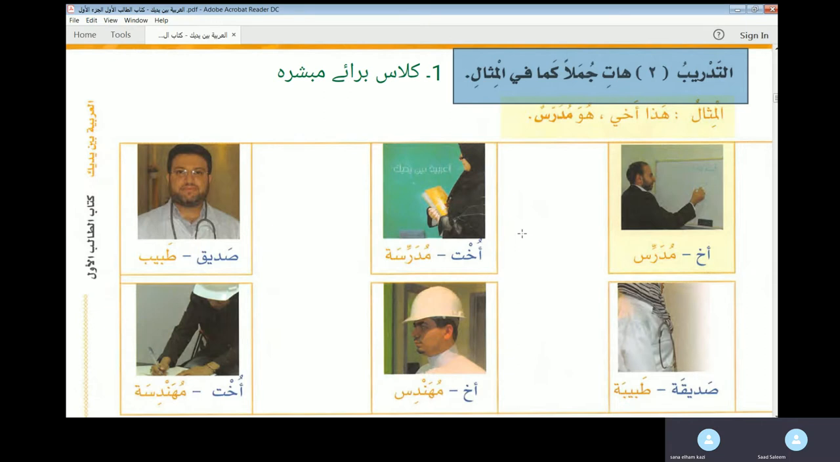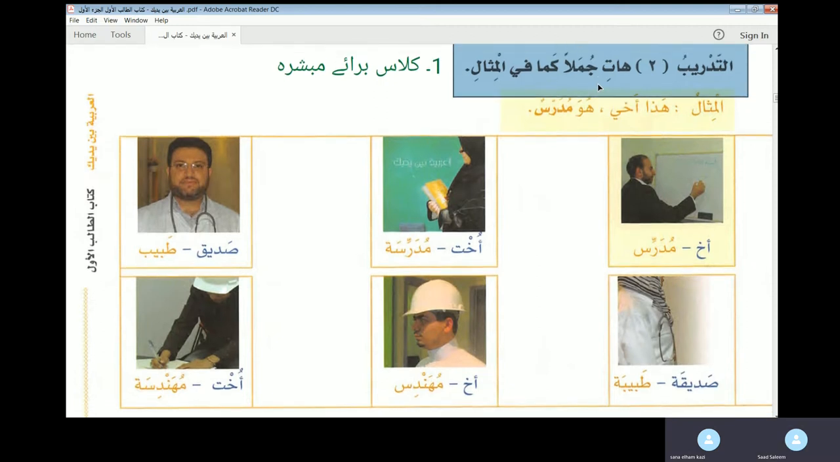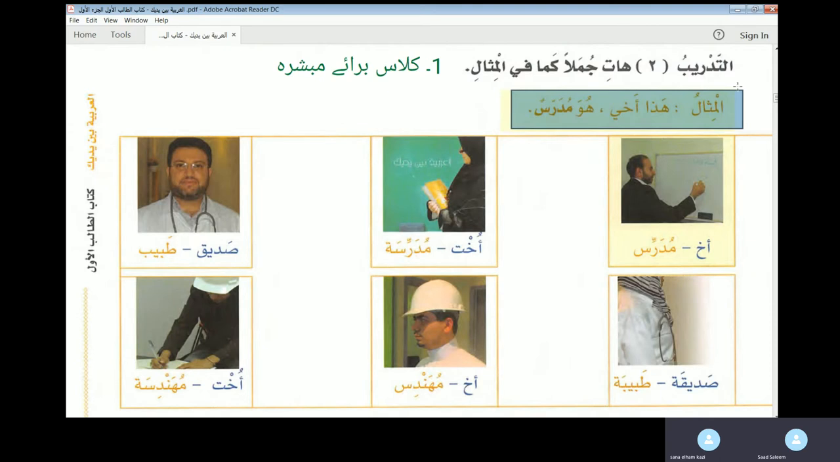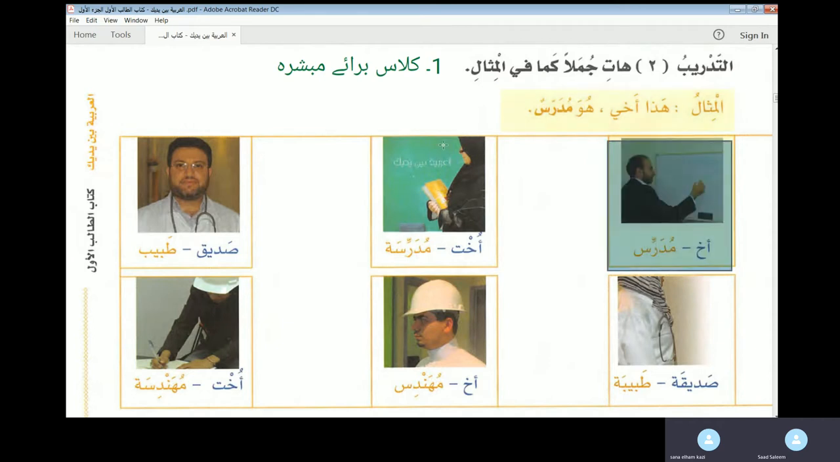At-tadrib ath-thani. Hati jumalan kama fi al-mithal. Second exercise: bring the sentences like in the example. Al-mithal: hadha akhi, huwa mudarrisun. This is my brother. He is a teacher. So, hadha is the same.